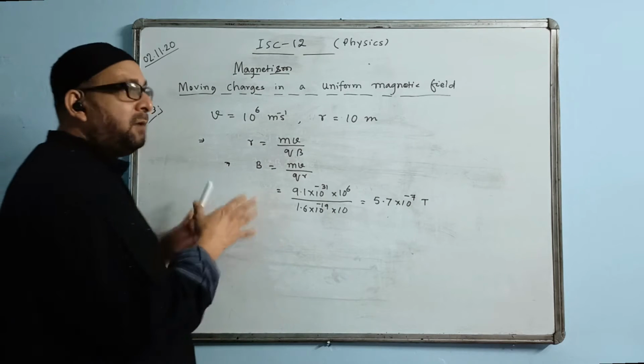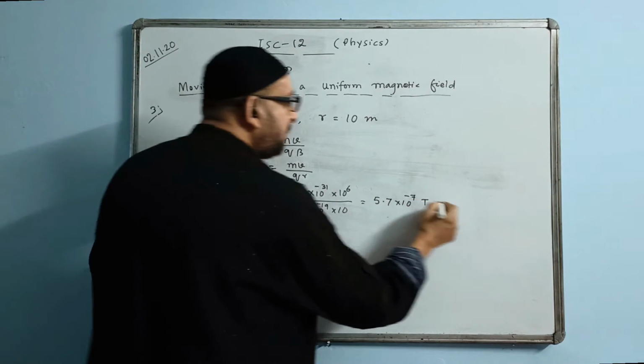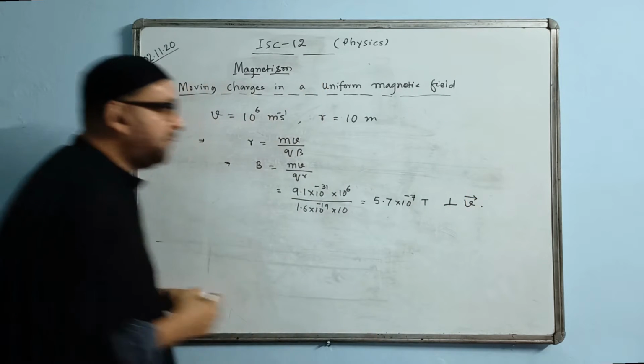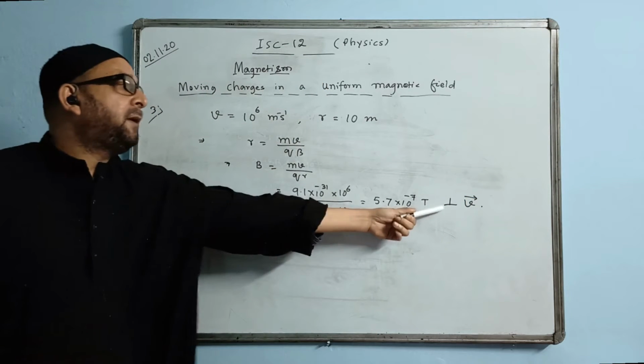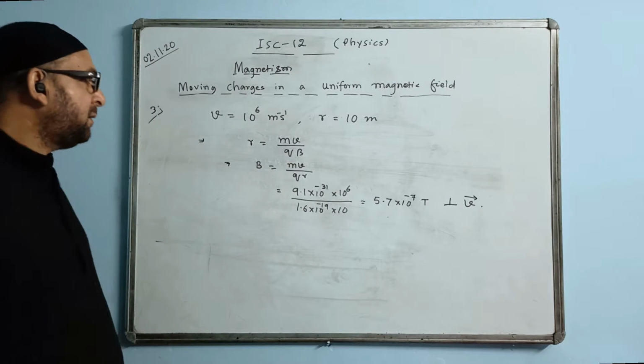So here we will be writing, we are not saying east or west, that is not mentioned. So we will just write this much Tesla, perpendicular to V, perpendicular to the direction of velocity. We will draw the perpendicular sign and write that.